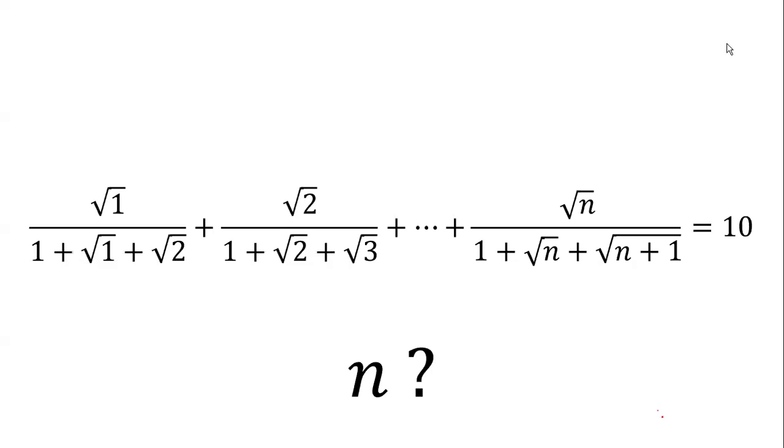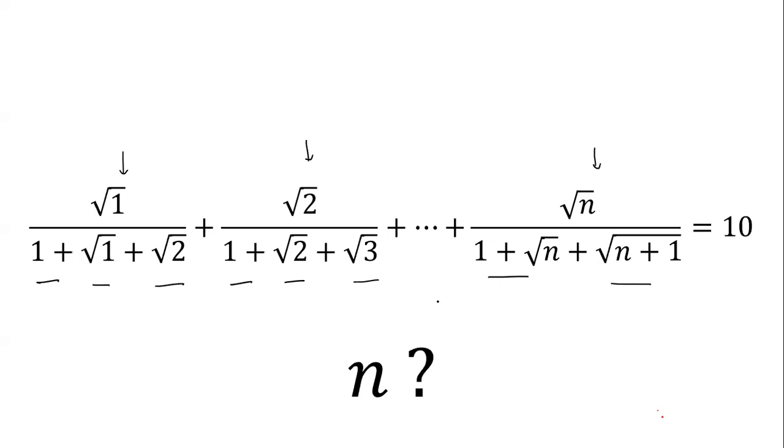So hello guys, in this video we are going to solve this problem. In this problem it is given that we have a series whose terms are of this type: root of 1 divided by 1 plus root of 1 plus root of 2, root of 2 divided by 1 plus root of 2 plus root of 3, and this will go up to root of n divided by 1 plus root of n plus root of n plus 1.